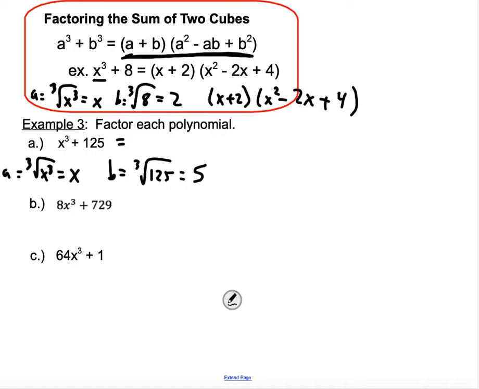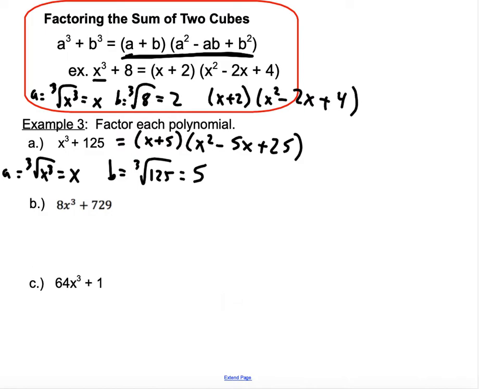So let's follow that formula through up there. It says a plus b, so that's x plus 5, times, in parentheses, a squared, so that's x squared, minus ab, so ab would be x times 5, which is 5x, and then plus b squared. Well, 5 is our b, so if you square 5, you get 25. And there we have it.